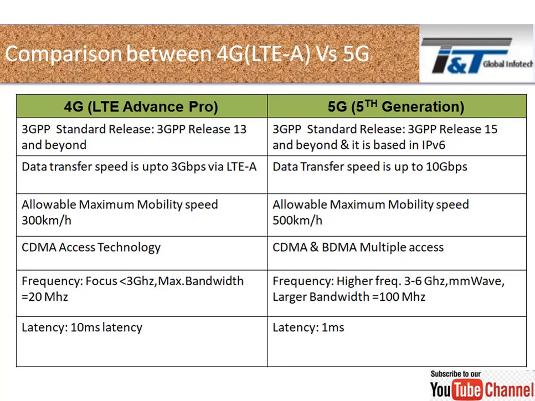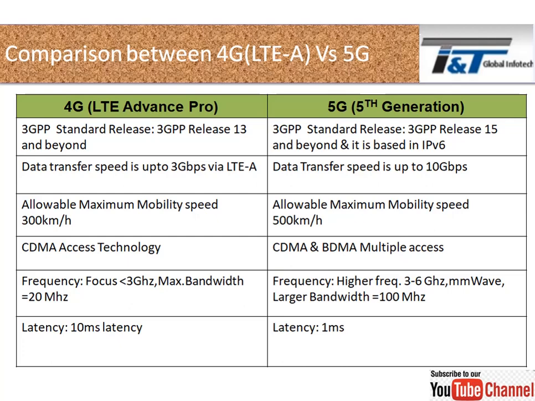But if we come to LTE Advanced, then we can get a maximum speed of 1 gigabit per second to 3 gigabits per second. That is our highest data transfer speed in LTE Advanced Pro. If we talk about the fifth generation, we can get 10 times the maximum transfer speed compared to 4G.